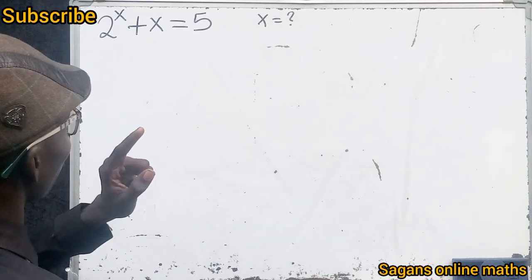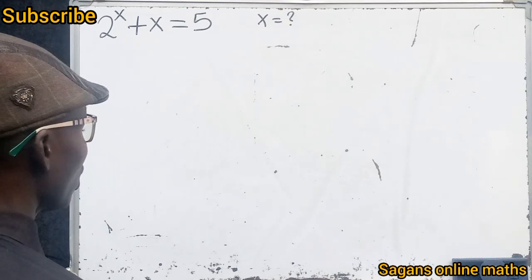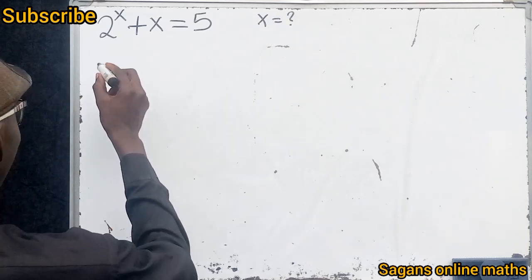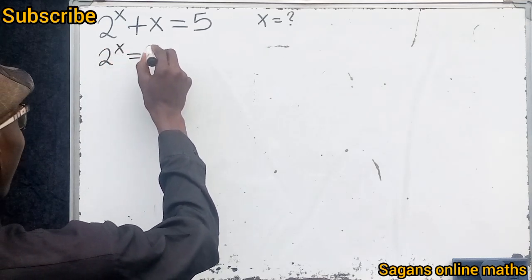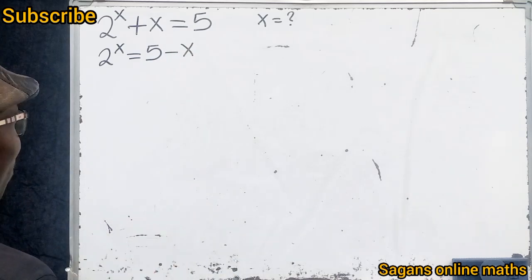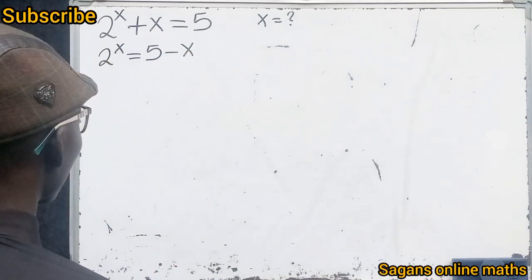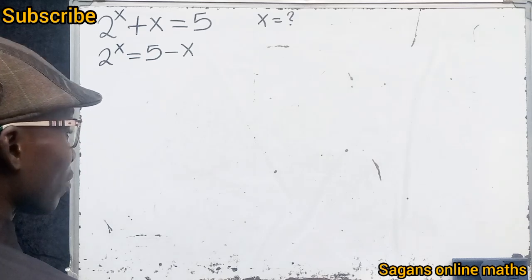Now our first step is to subtract x from both sides. That's our first step. Okay, now let's do that quickly. So now this will be what? 2 raised to the power of x equals 5 minus x, because we subtracted x from both sides. Now our second step is to divide both sides by 2 raised to the power of x. That's our second step.